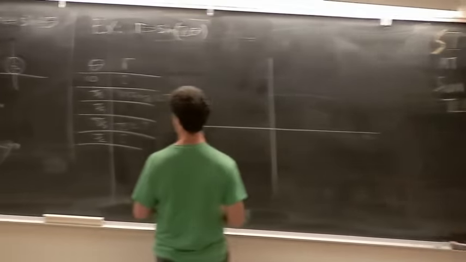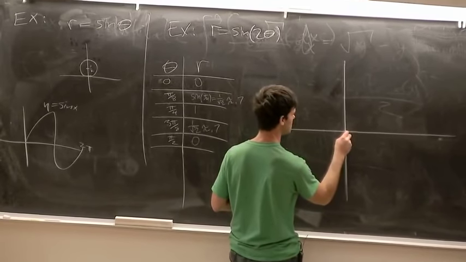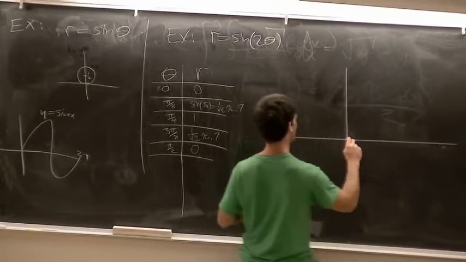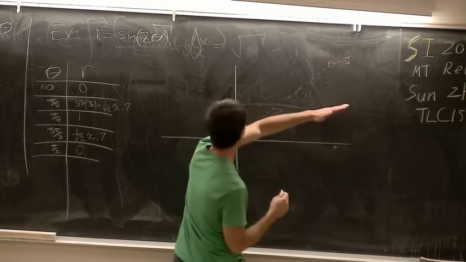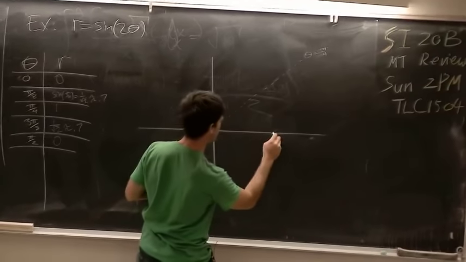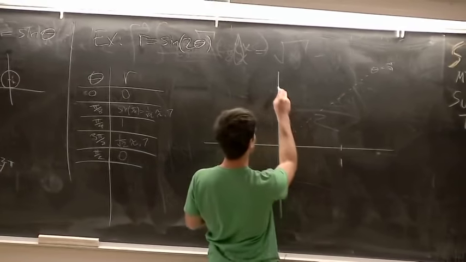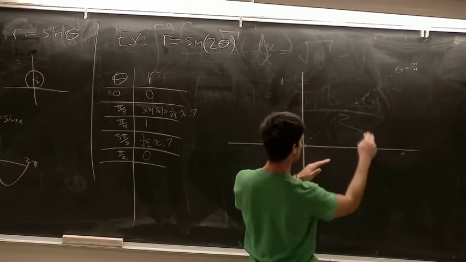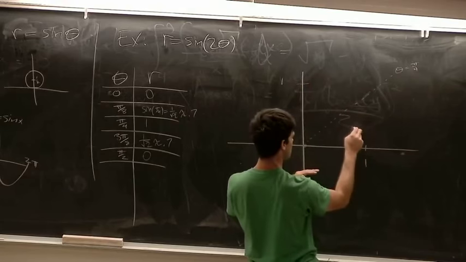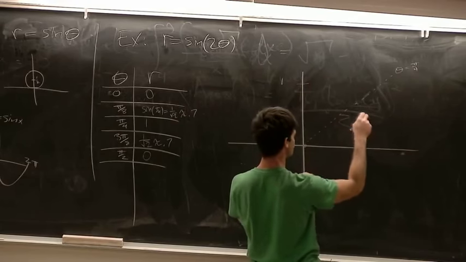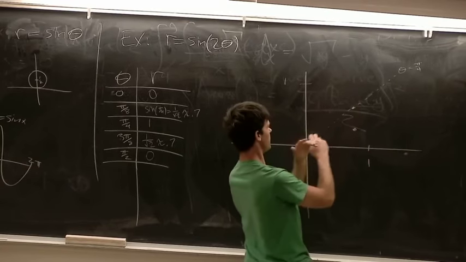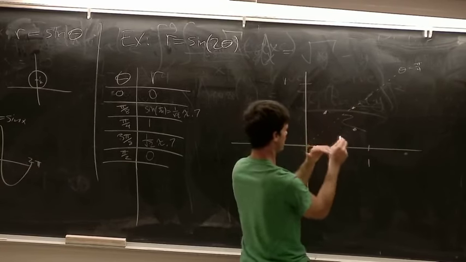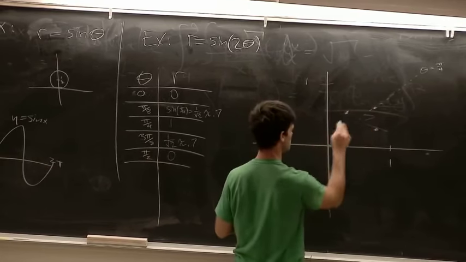So at 0, it's 0. Let me just draw this. This is theta equals pi over 4. At pi over 8, it's about 0.7. Let's say this is 1. So that would put me about here. And at pi over 4, it's 1. And at 3 pi over 8, it's 0.7 again. And then at pi over 2, it's 0.